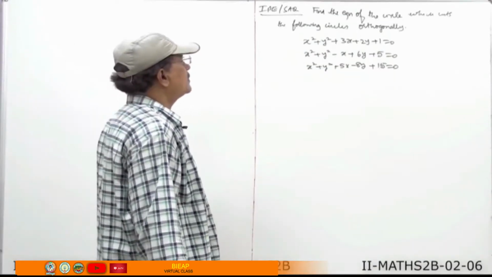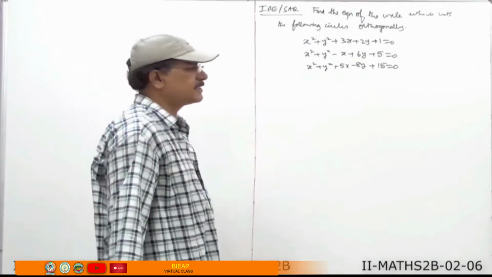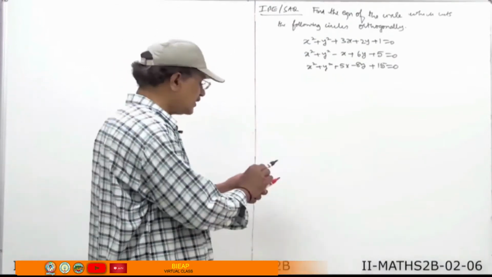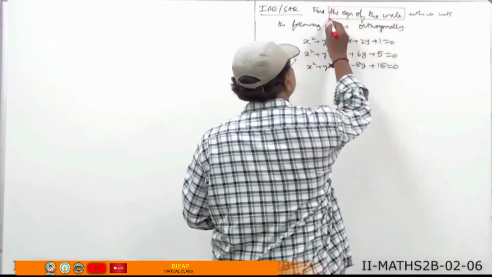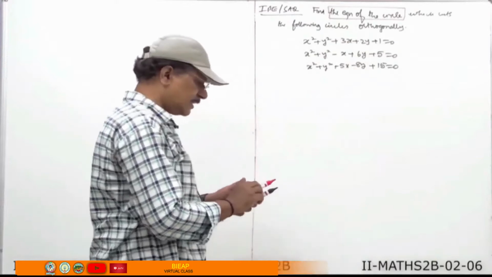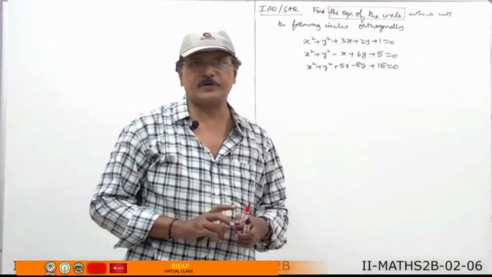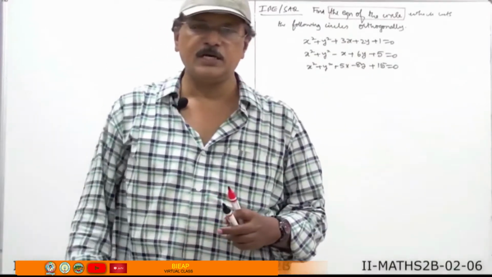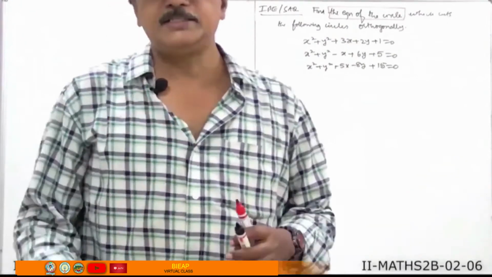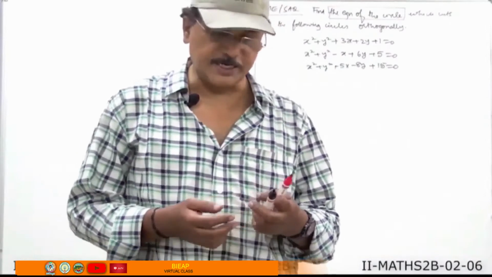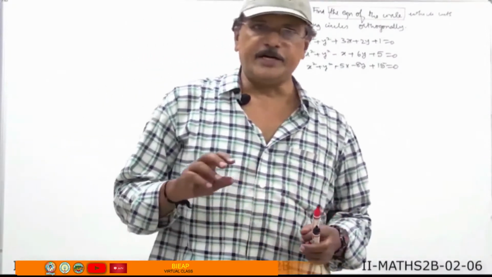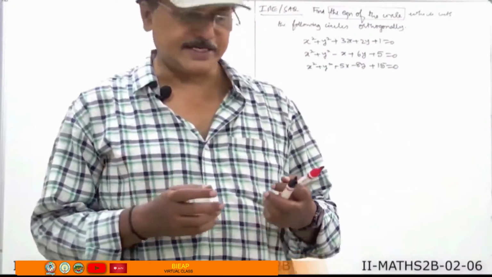Find the equation of the circle which cuts the following three circles orthogonally. So in this problem we are finding the equation of the circle which cuts the given three circles orthogonally. To find the required circle, we apply the radical center concept. Just now we have seen what is meant by radical center. It is the point of intersection of the radical axes.